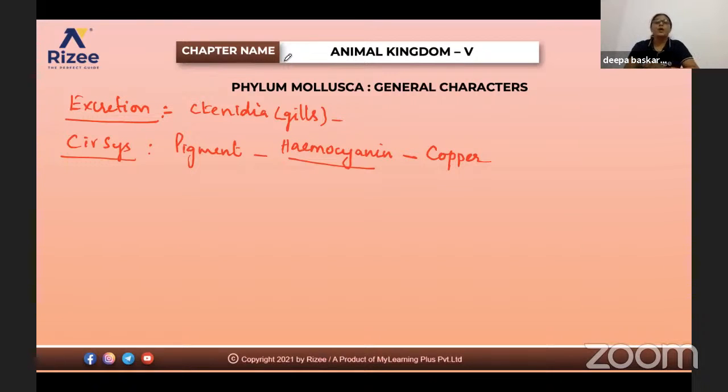Okay. So as we have iron in the hemoglobin structure, our blood is red. As copper is present in hemocyanin, their blood is colorless in nature. Clear? One more thing: apart from gills, for excretion they have metanephridia, that is kidneys.